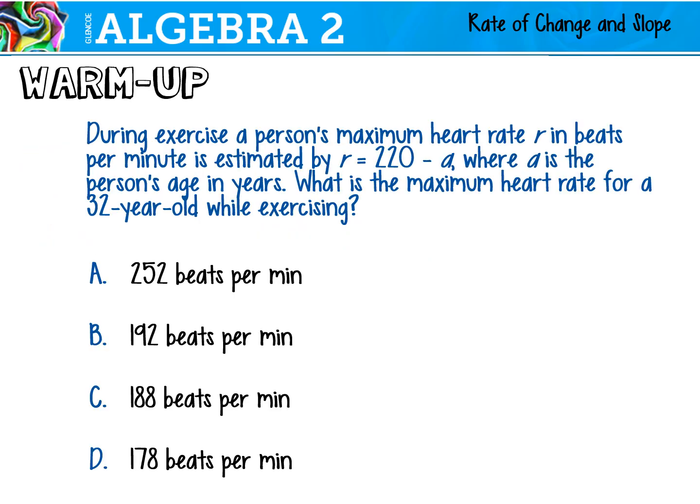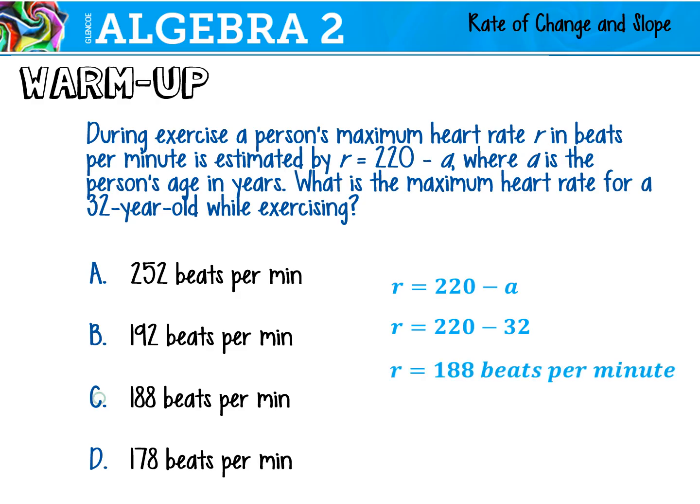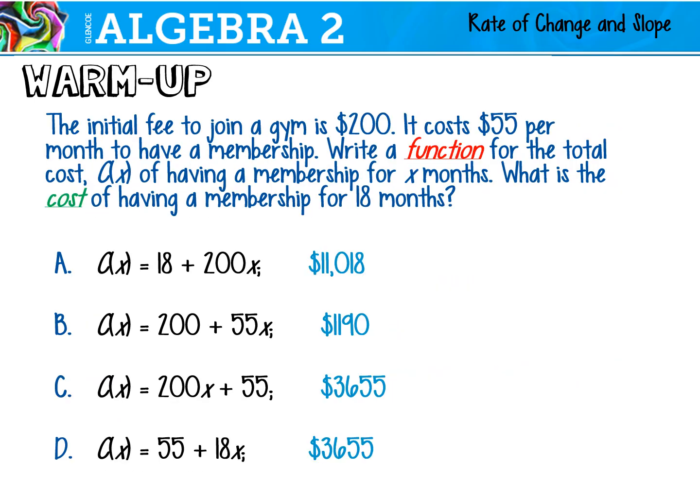Warm up. During exercise, a person's maximum heart rate, R, in beats per minute is estimated by R equals 220 minus A. A is the person's age in years. What's the maximum heart rate for a 32-year-old while exercising? So we have the expression there for the heart rate in beats per minute, and we have the person's age. So we just plug it in, calculate, we get our answer C, 188 beats per minute.